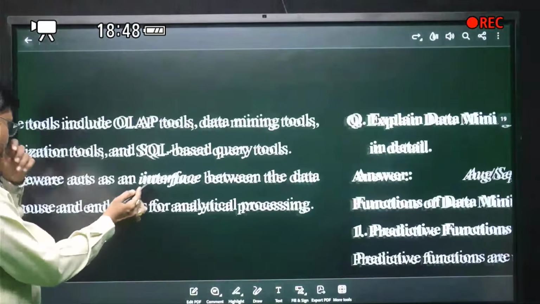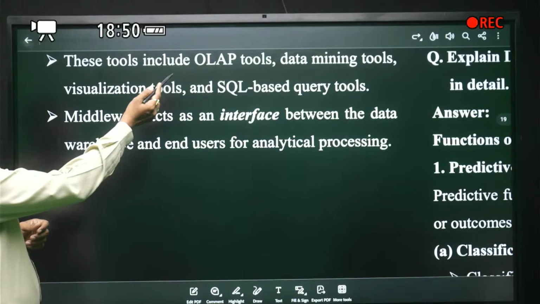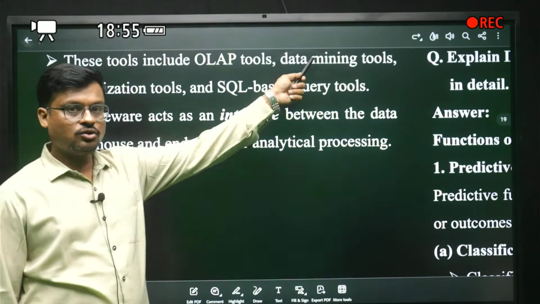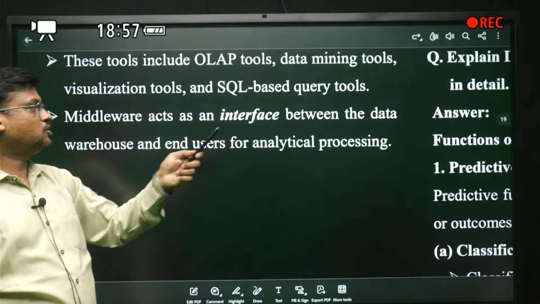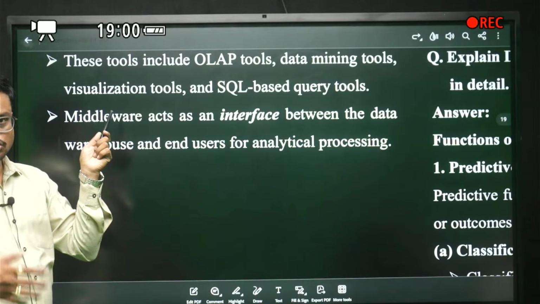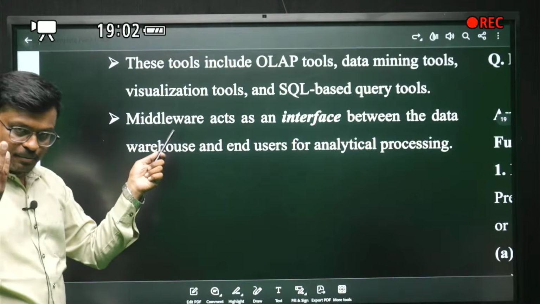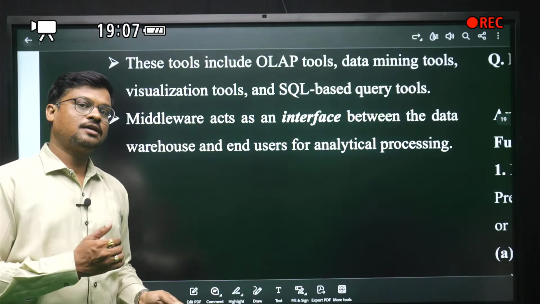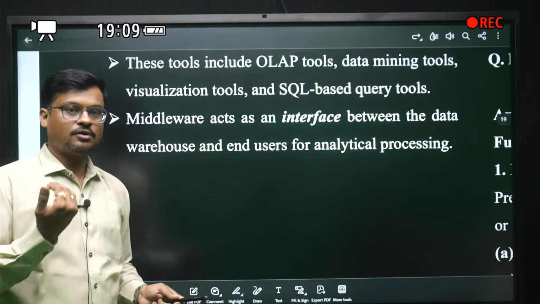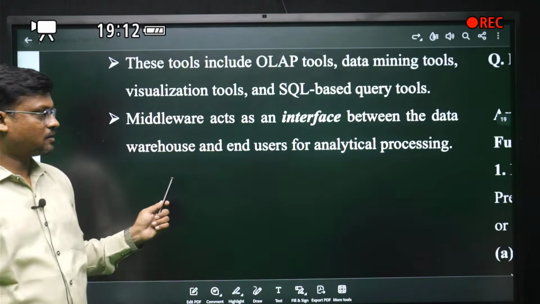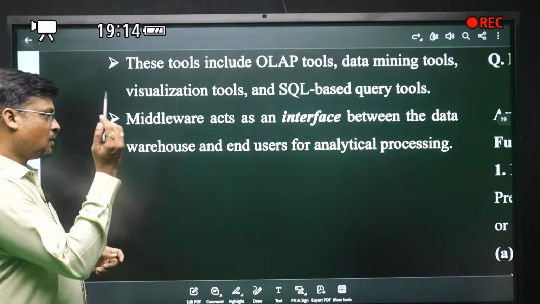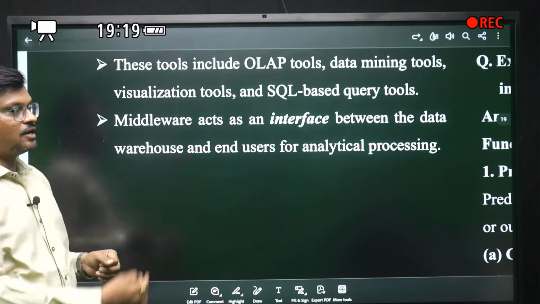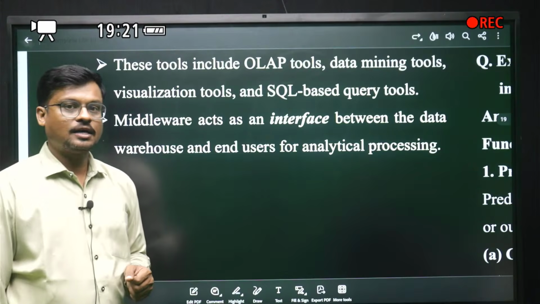Just as I said, it includes OLAP, slice, dice, pivot, data mining tools, classification, clustering, association rule, visualization tools, scoreboards, dashboards, KPI measures, and SQL based query tools, so that we can send a query and get a response from the database. Clear? Finally, you can add on this: middleware acts as an interface between the data warehouse and the end user analytical processing.